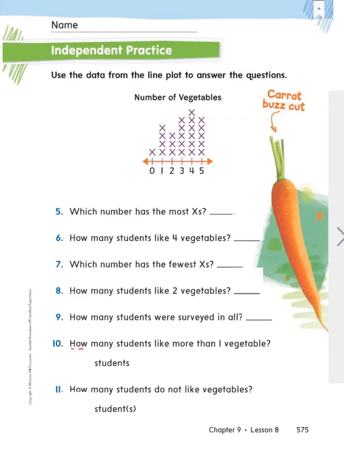All right, let's take a look. Number 5, which number has the most X's? The answer is 4. Okay, how do we know? Well, it's asking for the most X's. And we can see that right here.